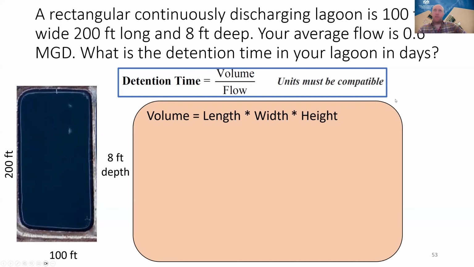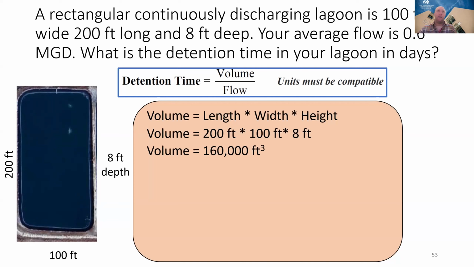Going through here, I'm going to start doing this calculation. First, we need to figure out what the volume is because this is the first part of our detention time equation. To figure out our volume, again, it is length times width times height. So I'm just going to plug in my values there: 200 feet times 100 feet times 8 feet.